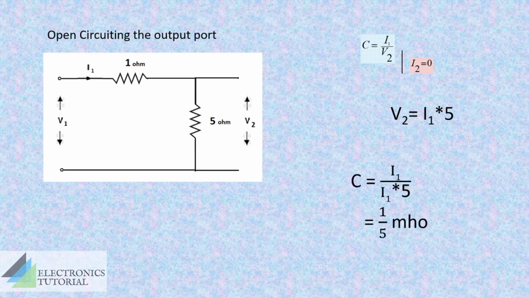By substituting these values, we get C is equal to I1 divided by V2. That is I1 divided by I1 into 5. I1 terms will cancel each other and we'll get the final answer as 1 by 5 mho. I by V is an admittance term, so the unit will be mho.